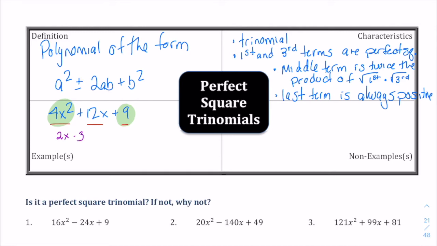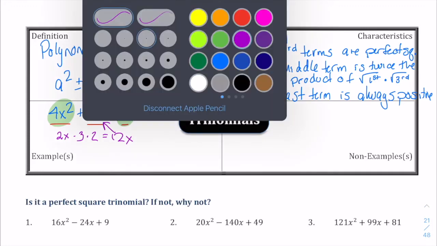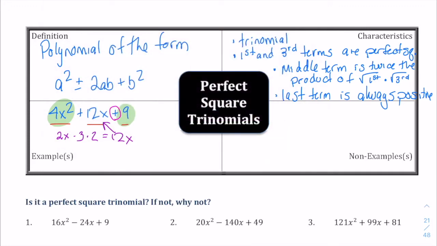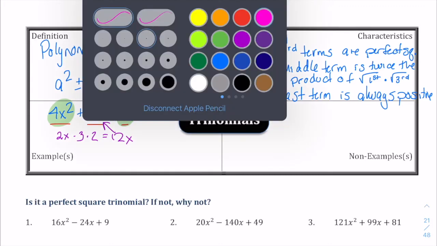Okay, so the middle term. The middle term has to be twice the product of the square root of the first and the square root of the third. Well, those are the numbers in purple here. 2x and 3 are the square roots. Well, we have to double that. And if we take this, 2x times 3 times 2, we get 12x, and that's the term right there. Great. And then the last qualification that has to be true is that this right there has to be a plus. So that is an example of a perfect square trinomial. Let's get some more examples.